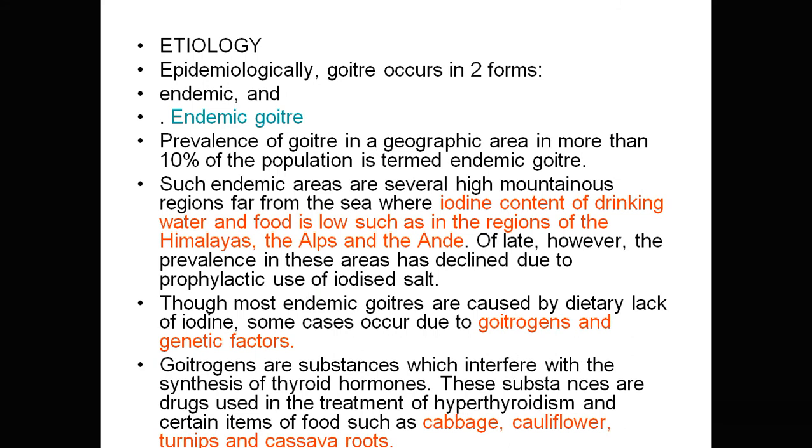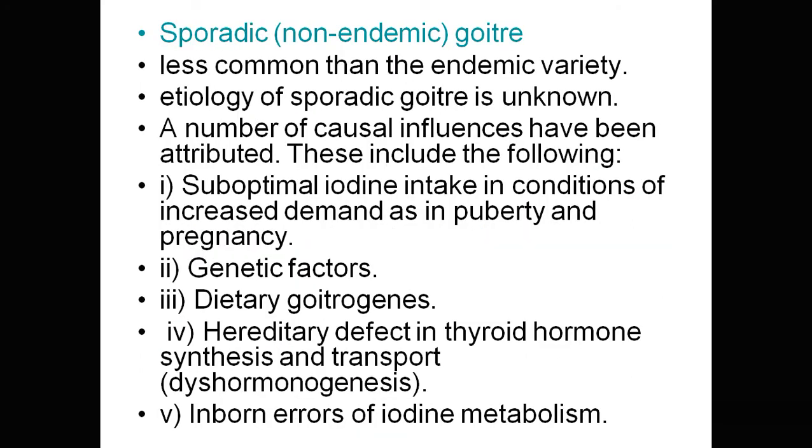Etiology of endemic goiter: it is a geographic area where 10% of the population suffers from endemic goiter. In mountain regions far from sea level, the iodine content of the drinking water and food is very low, which leads to goiter. The other causes are goitrogens and some genetic factors. Cabbage, cauliflower, turnip, and cassava root also act as goitrogens.